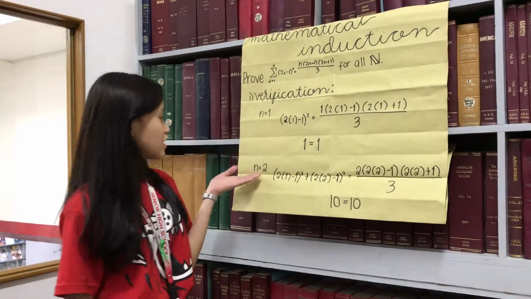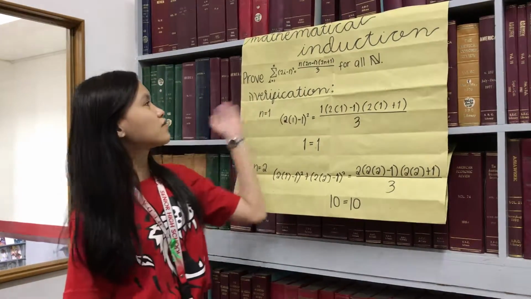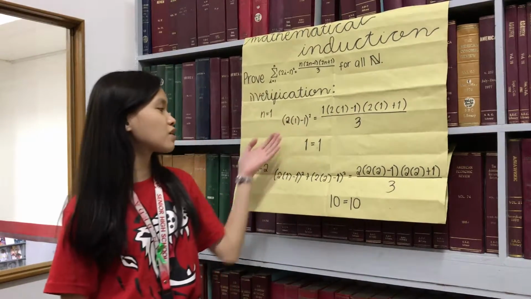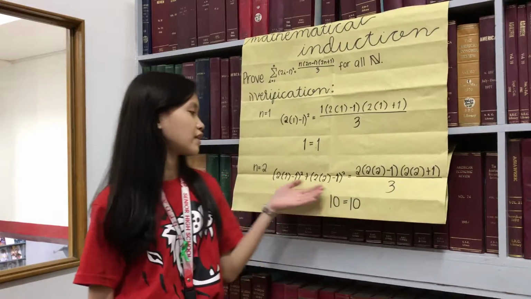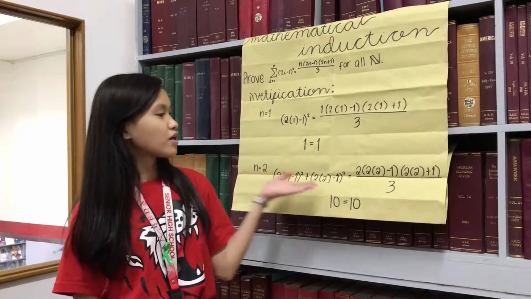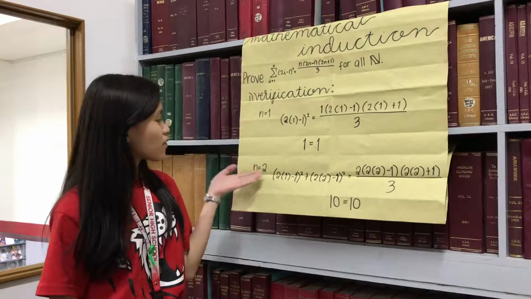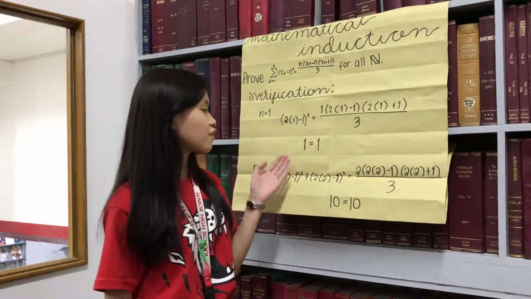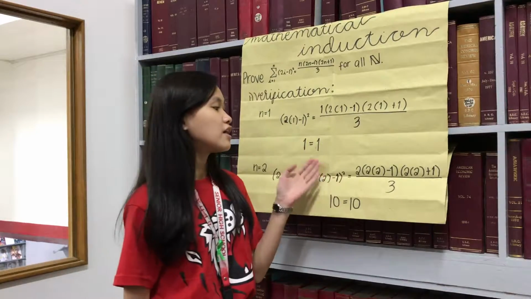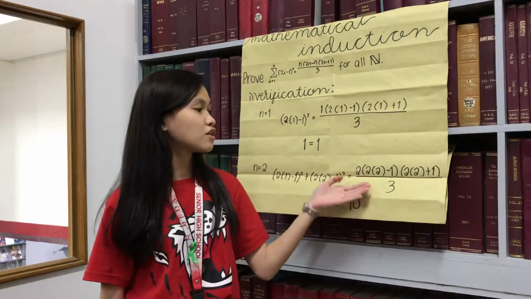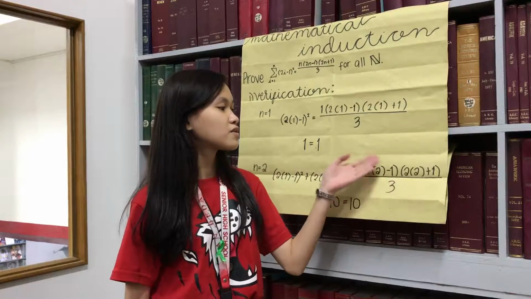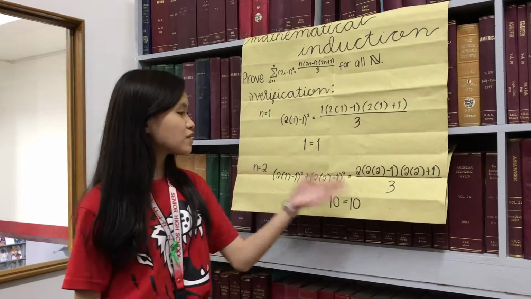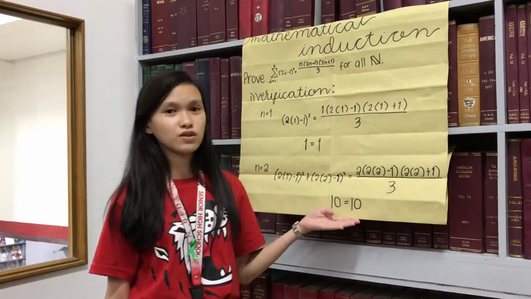The next one is n equals 2. We all know that this is also an arithmetic series, so what we'll do is add this equation to the next equation that we will create. The equation must be like this: the quantity of 2 times 1 minus 1 squared plus the quantity of 2 times 2 minus 1 squared is equal to 2 times the quantity of 2 times 2 minus 1 times the quantity of 2 times 2 plus 1 all over 3. When you solve this equation, this must be equal to 10 equals 10.